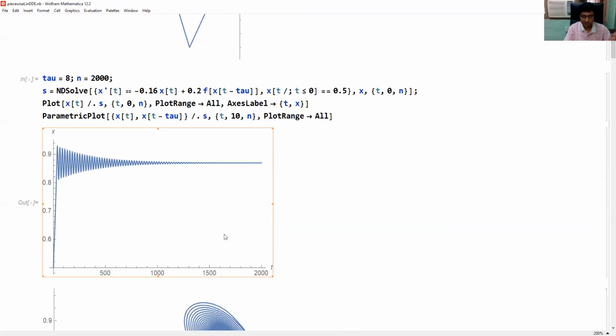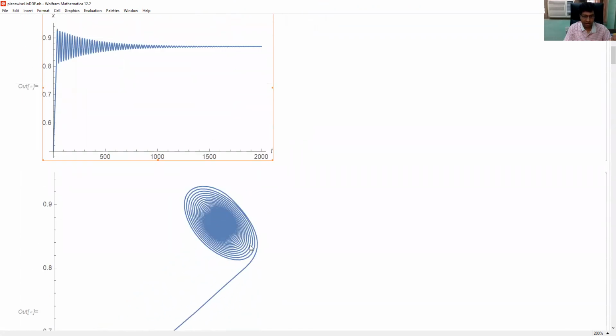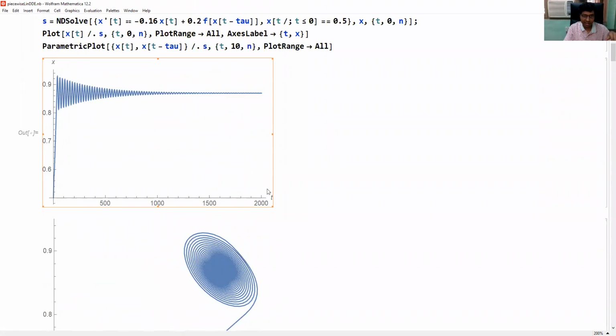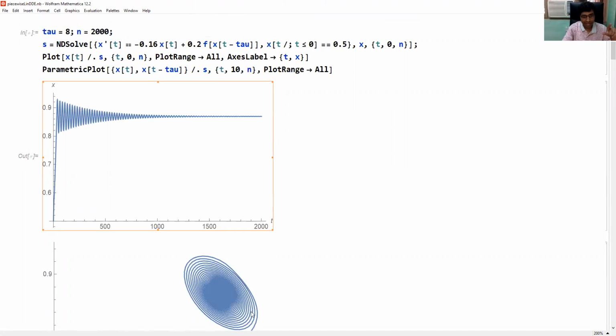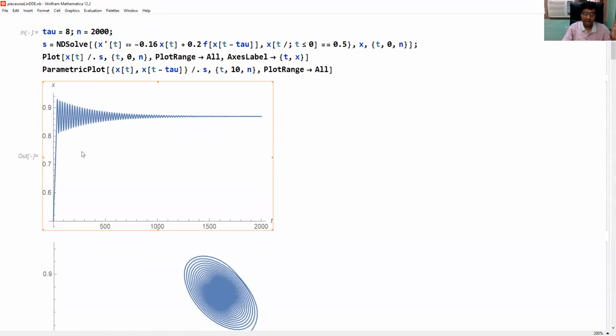Let us change this. Here it is, the parametric plot. We can see that it is spiraling and converging to the point 0.87 comma 0.87, because the horizontal axis is x of t and the vertical is x of t minus tau. Both are tending to 0.87 as t tends to infinity, and these are damped oscillations.